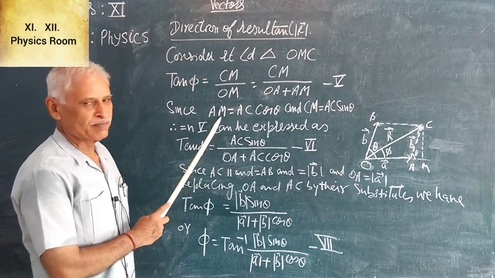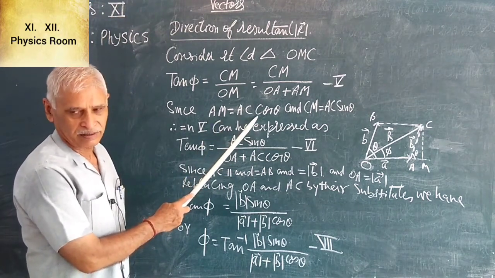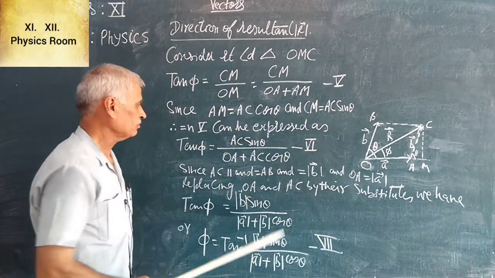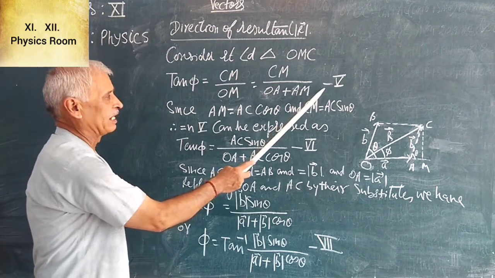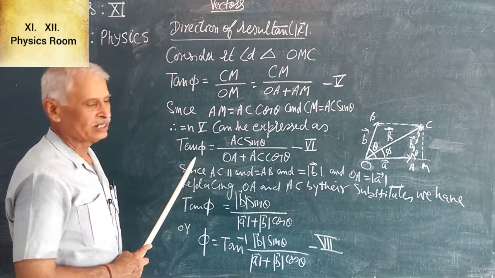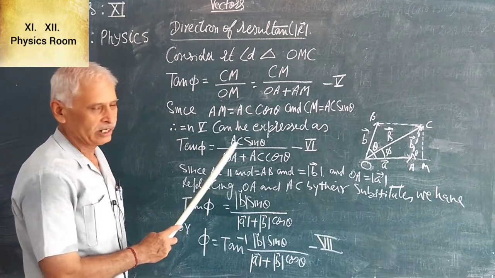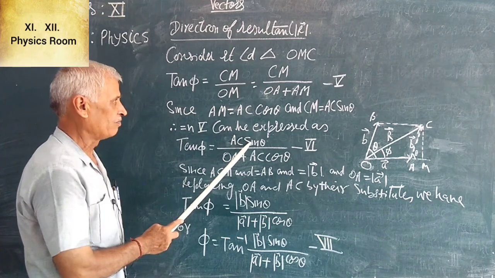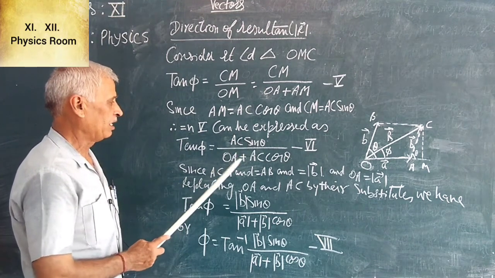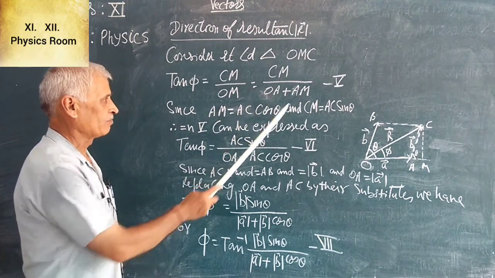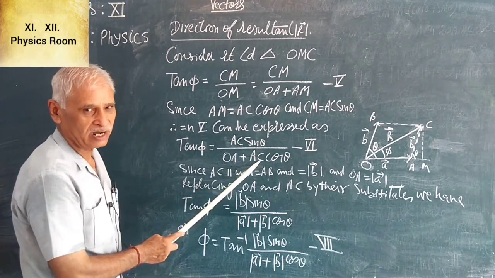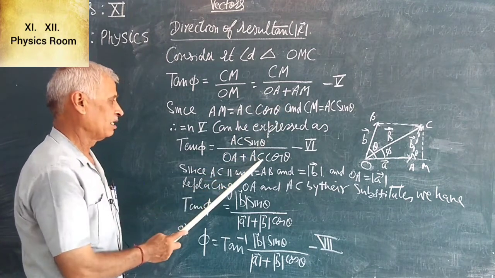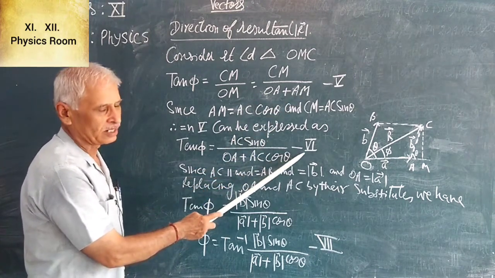Now since AM is equal to AC cos theta and CM is equal to AC sin theta, therefore equation 5 can be expressed as tangent phi is equal to AC sin theta divided by OA plus AC cos theta. We replace CM by AC sin theta and AM by AC cos theta. Let us mark it as equation number 6.